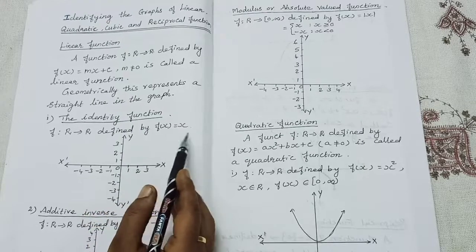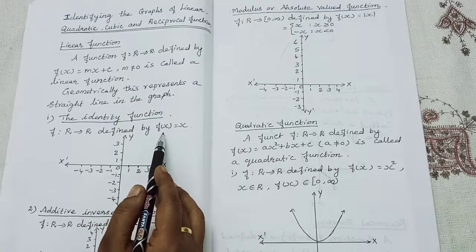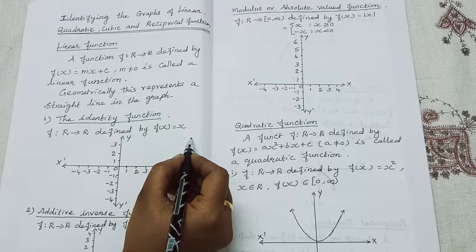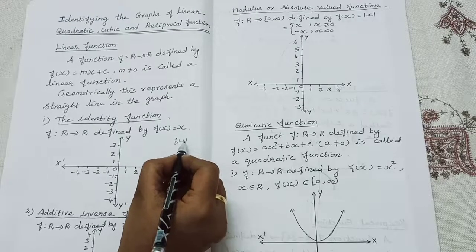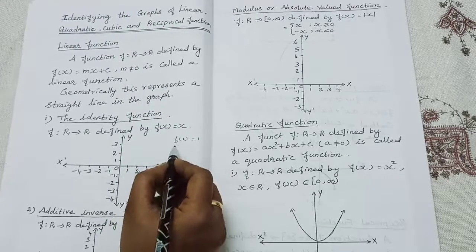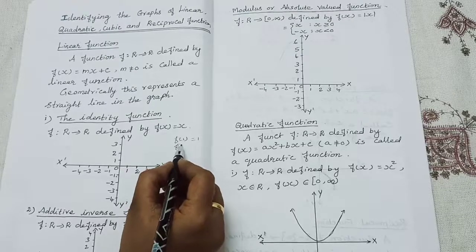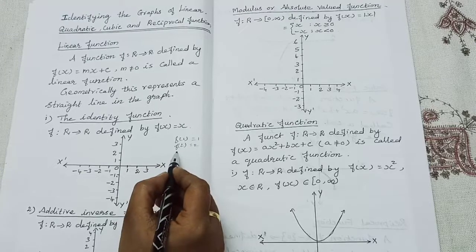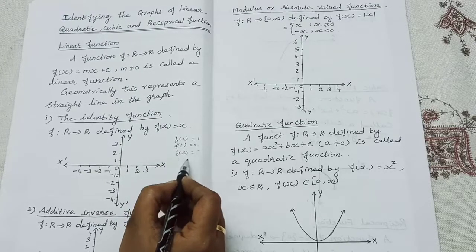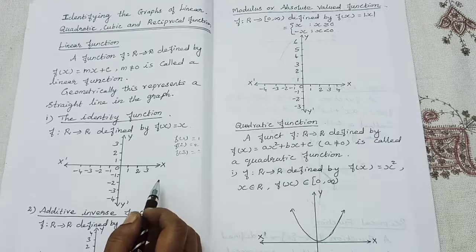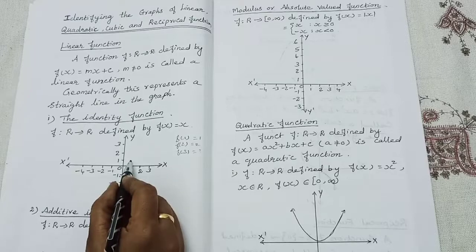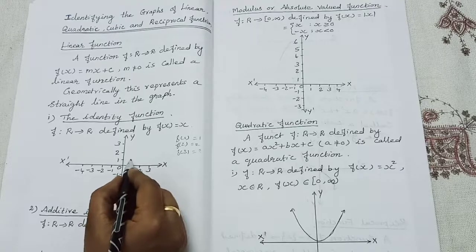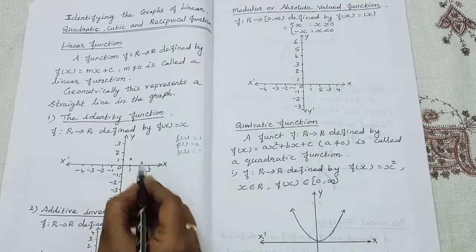Suppose we substitute x equal to 1, then f of 1 is equal to what will we get? f of 1 is equal to 1, isn't it? Like that, suppose we substitute x equal to 2, what will we get? f of 2 is equal to 2. Then f of 3 is equal to 3, etc. Okay. Then x axis 1, then y axis, f of x means y, isn't it? Y axis, what's the value? Y is 1. Okay, so we have to mark like this.